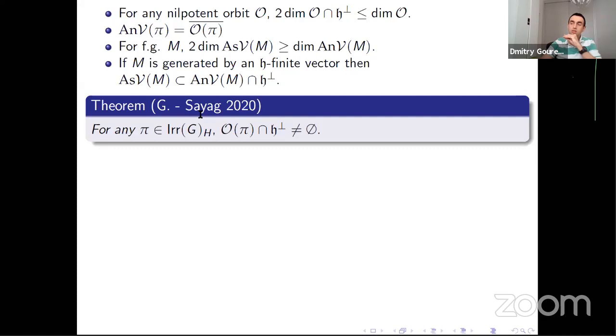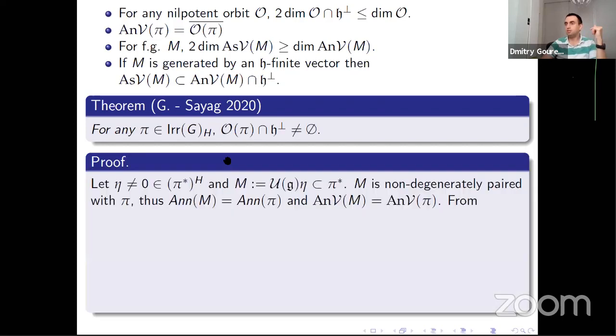And so here is our theorem reformulated. No, it's actually just a repetition of the theorem, but now O of pi is defined in terms of annihilator varieties. So here is a proof. Take this functional, which exists by the definition of an H-distinguished irreducible representation. Let eta be the non-zero H-invariant continuous functional, and generate a module just by this functional, a module over the universal enveloping algebra. Then this module is non-degenerately paired with pi. Why? Because we have a pairing. The pairing is not zero.